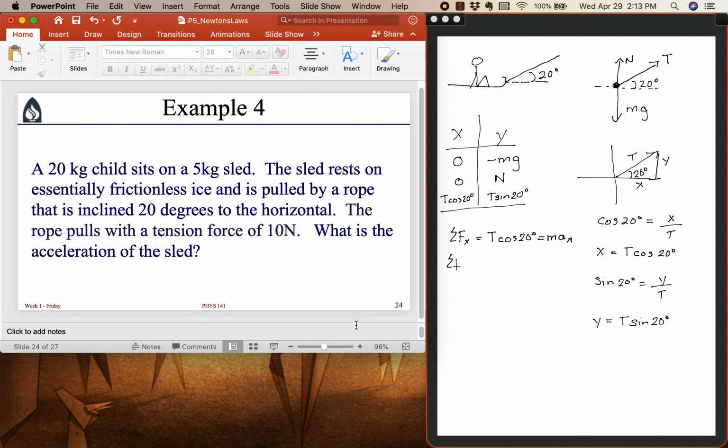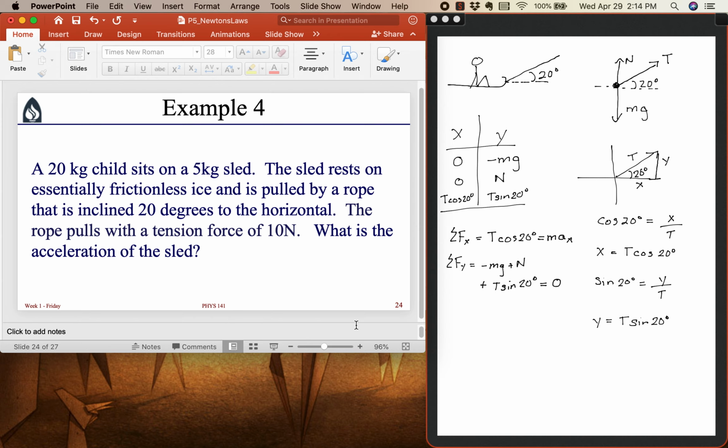Similarly, if I sum the forces in the y direction, I get minus mg plus the normal force plus T sine of 20 degrees, and that's equal to the mass times the acceleration in the y direction. But if I consider the motion of the sled, it's only going to move forward. It's not going to hop up into the air. So there's actually no motion in the y direction, so there's no acceleration in the y direction. The sum of these forces is equal to 0.